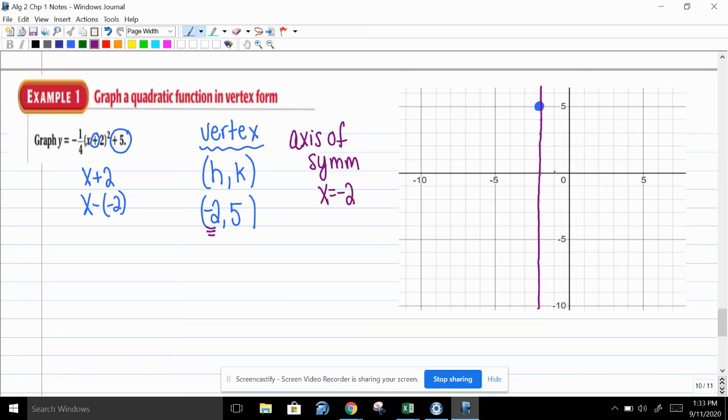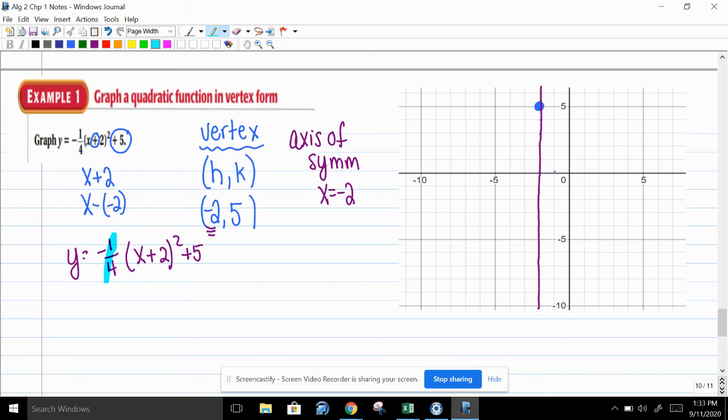Now let's go back to the equation. We have y equals negative 1 over 4, parentheses, x plus 2 squared plus 5. If you look at your a value, my a value is negative, so this graph is going to go down. My a value is also smaller than 1, so this is going to be a wide graph going down. Now our next job is to find other points on this graph, and we're going to use the axis of symmetry to help us.